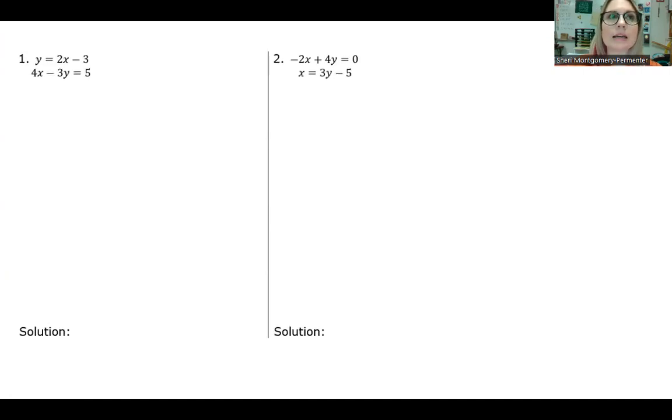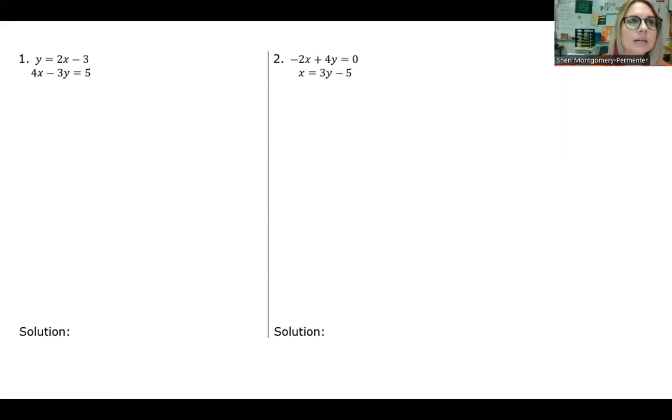Okay, let's go. Question number 1. Is one of the equations as either X or Y equals? The first one is what equals? Y equals, okay. So that means we should use substitution method. It will be easier for us.